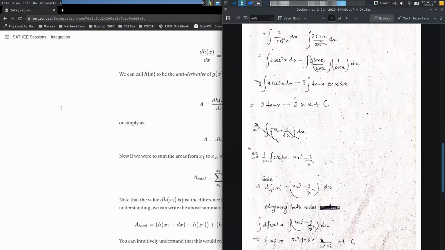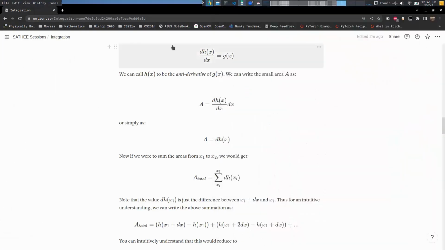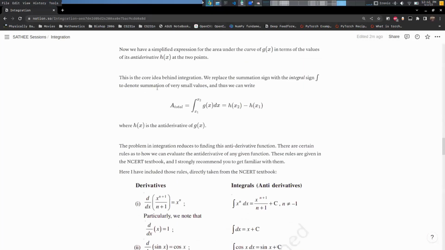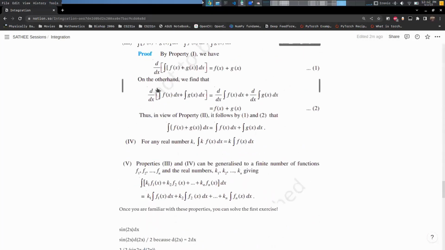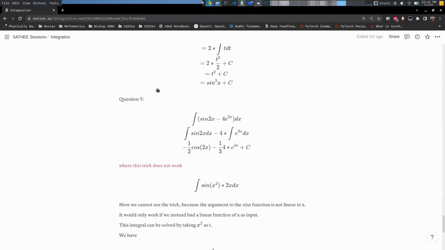So I think that was all from my side. You would have got the basics of integration in exercise 7.5 of class XII, and I hope you have understood this trick.